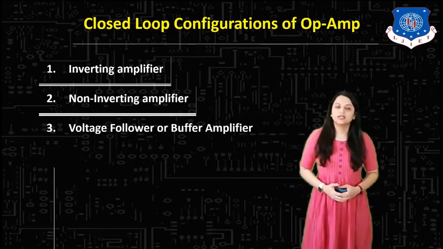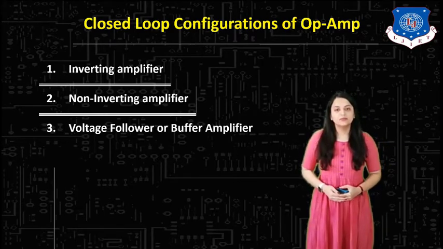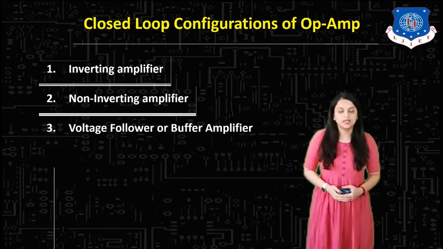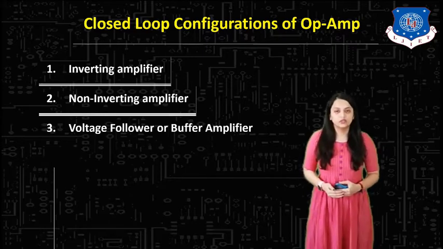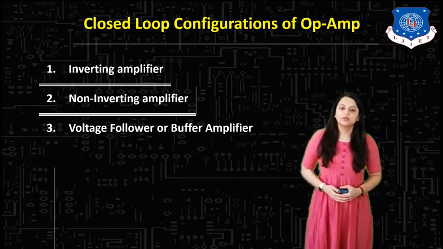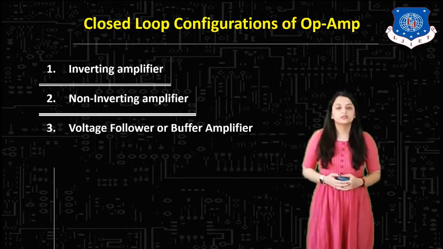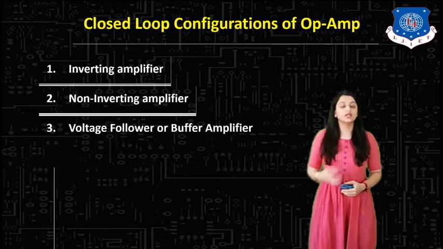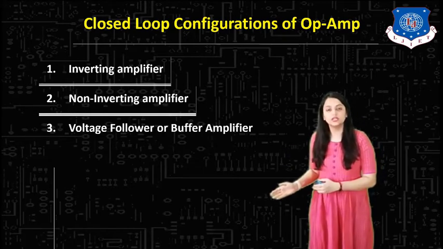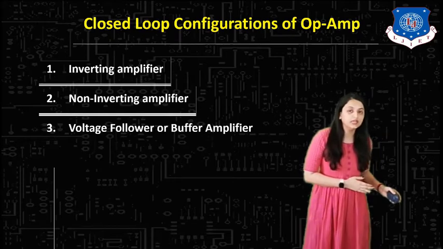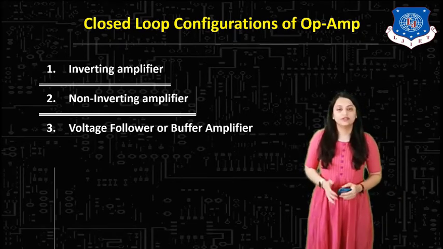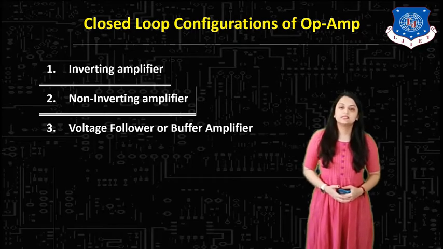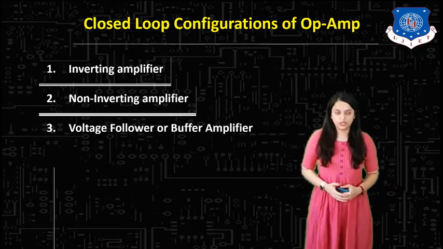In the first one, that is an inverting amplifier, the supply will be given to the inverting terminal of op-amp with the feedback element present. That means the feedback is given from the output to the input. In the non-inverting amplifier, the supply is given to the non-inverting or positive terminal of op-amp. And the third one, as the name suggests, is the voltage follower. It will follow the input voltage and give the output according to the input voltage. That's what is called a buffer amplifier. Now, let us see all of these in detail and their output equations.